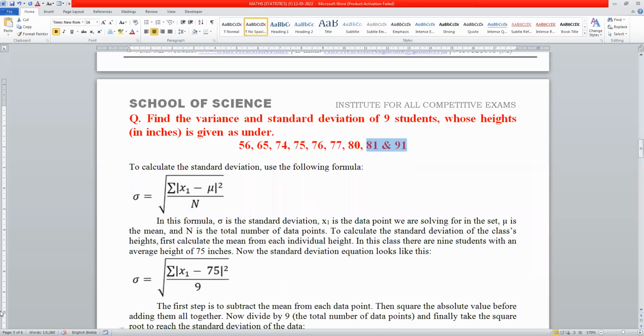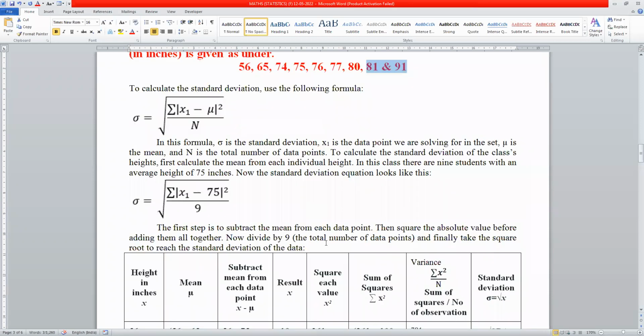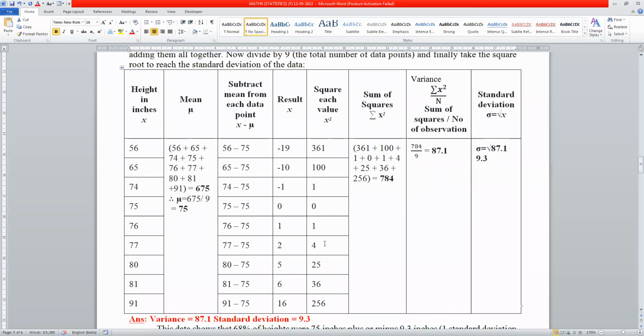So what you have to do is follow a chart. You just see height in inches written. I have written 1, 2, 3, 4, 5, 6, 7, 8, 9, so 9 observations. First step, I'm repeating once again what I had discussed before so that you understand it better. Mean: how will you calculate the mean? You add all the observations: 56 plus 65 plus 74 plus 75 plus 76 plus 77, 80, 81, and 91. If you add, you get 675.